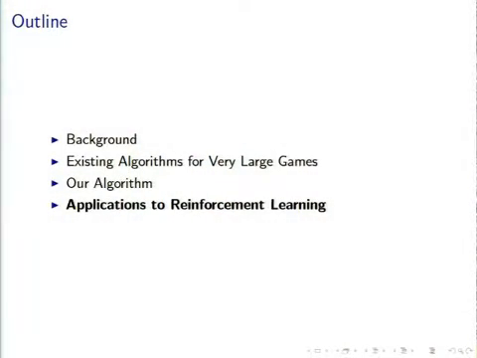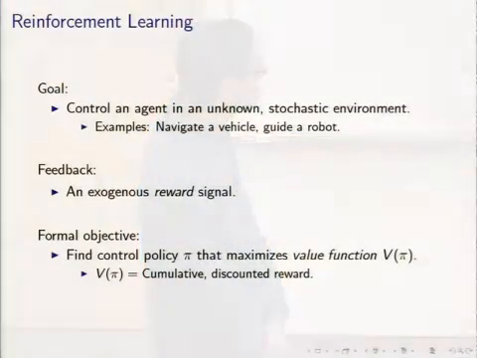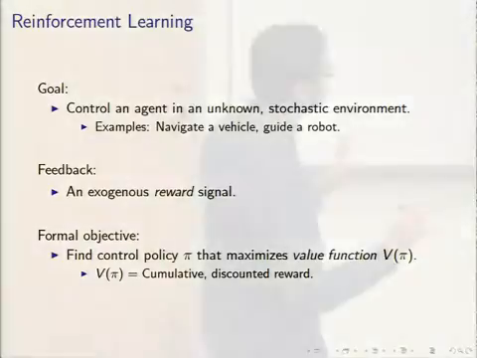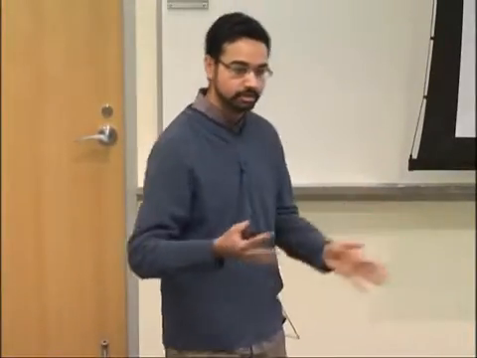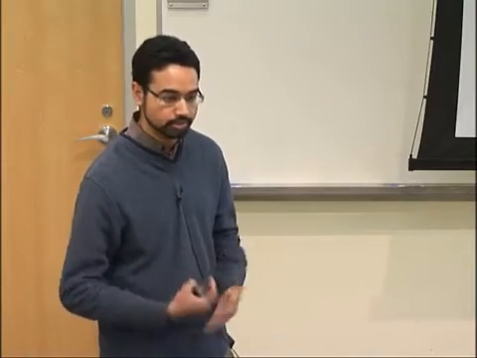Okay, and now, so that's our algorithm. Now I'll just briefly describe some problems in reinforcement learning that can be solved using this kind of algorithm. Okay, so what's reinforcement learning? Let's step back. The goal in reinforcement learning is that there's some agent navigating some unknown stochastic environment, and you're trying to come up with a control policy for that agent.